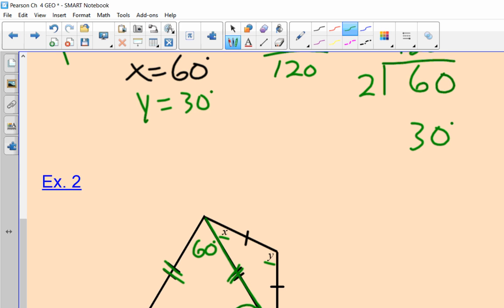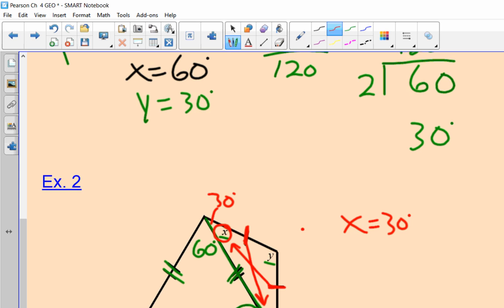But now, I'm being told that this side and this side in this other triangle are equal, so the opposite angles should be the same. By the theorem we just learned, I already have this angle at 30 degrees, so this other angle over here has to be the same. So X is 30 degrees.